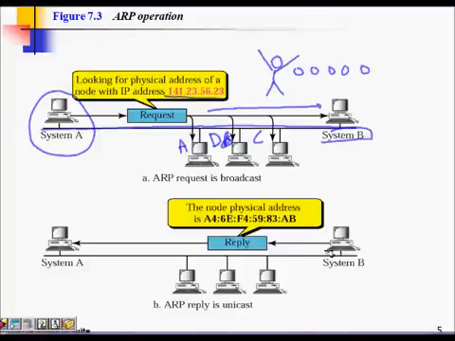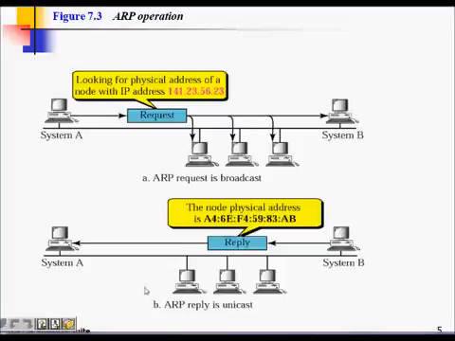B replies that okay, I am this particular IP address, and he replies with its 6 bytes of MAC address, which is A4:6C:F4:59:83:AB. Okay, so this is how you write the MAC address in the human readable format. This is the first byte, we write in hexadecimal, then we put a colon, we write 6C, which is the next byte, F4, then 59, then 83, and AB. Okay, so ARP reply is unicast and ARP request is broadcast.